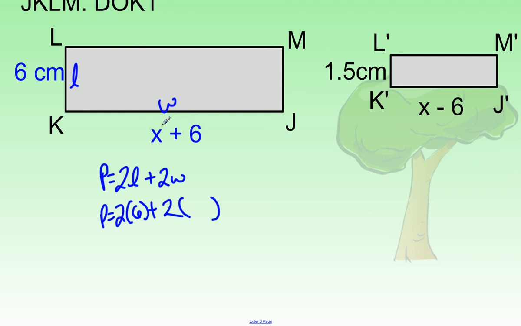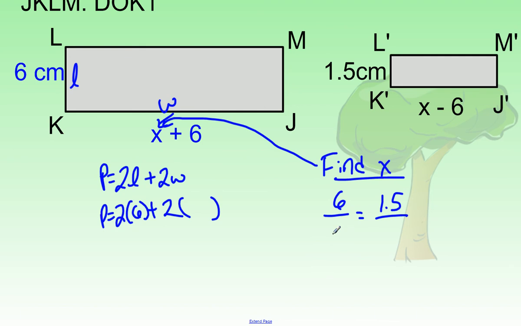So our goal here is, if we can find out what that x is, we can then plug it in, get the length of this side, and then find the perimeter of this shape. So our goal is to find x so that we can plug it in here. Okay, so let's find the x value. Since these shapes are similar, we're going to use a proportion. 6 corresponds to 1.5. x plus 6 corresponds to x minus 6.